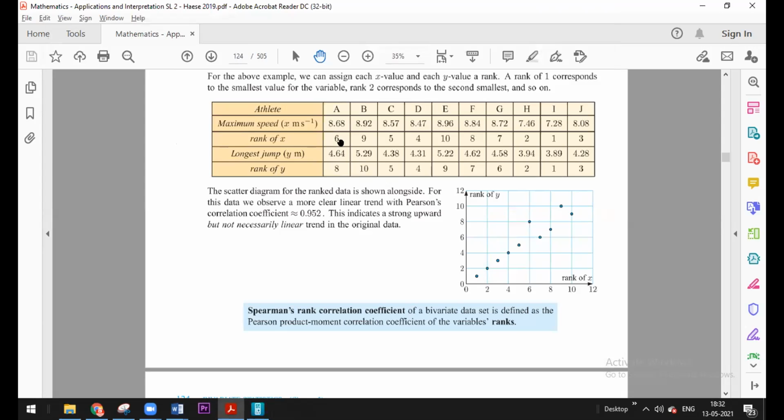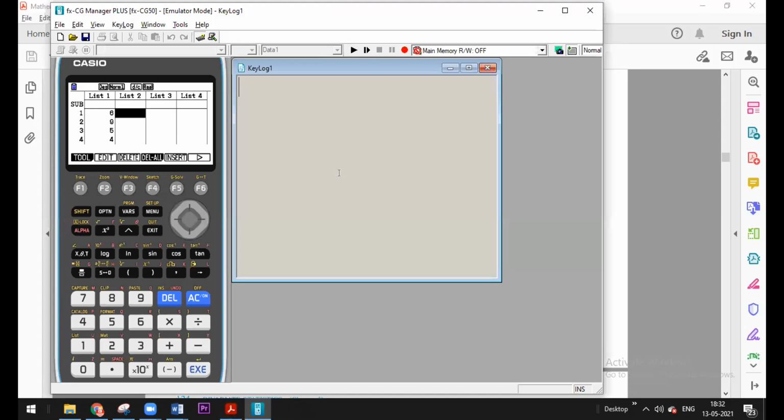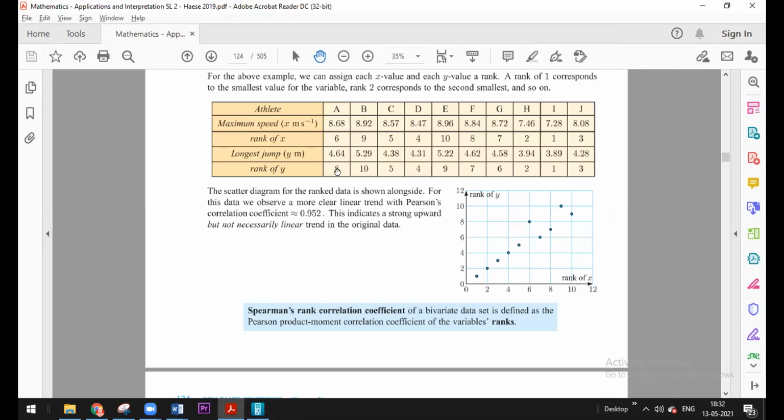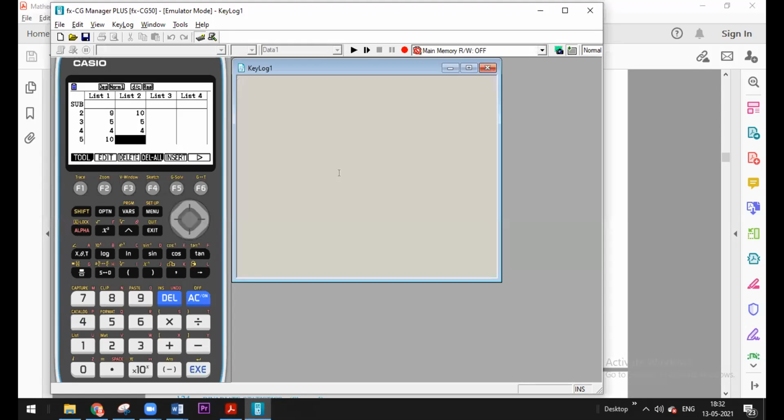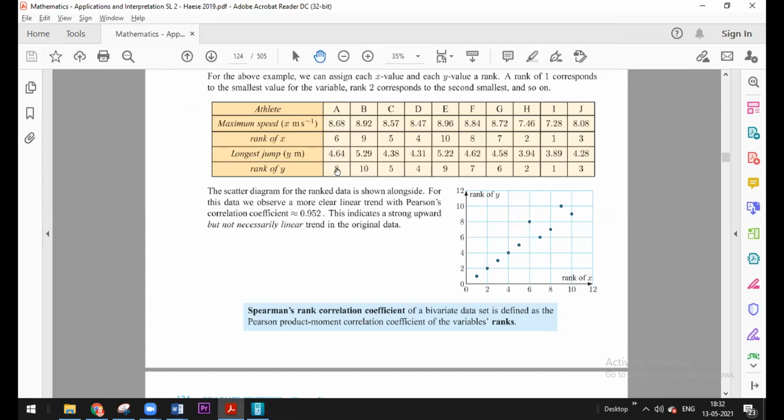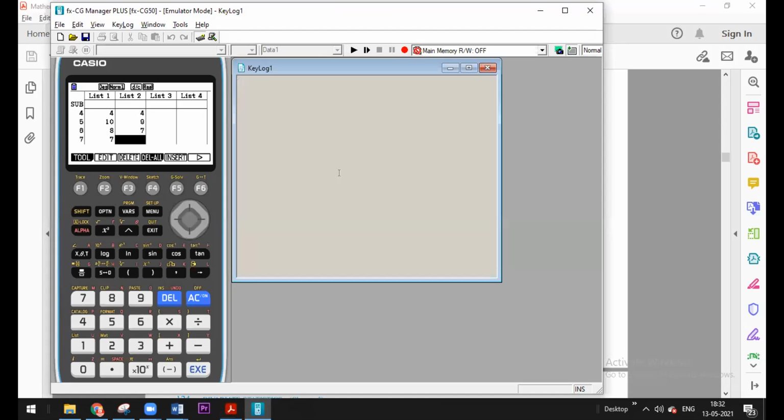Now, in the second part, I'll take 8, 10, 5, 4, 9, 7, and then 6, 2, 1, 3. Fine. Now I'll do the same procedure. Same procedure means what? I'll go to calc, regression, x, then ax plus b, and I'll find the r. Now my r is improved.